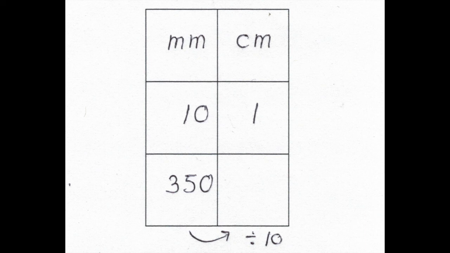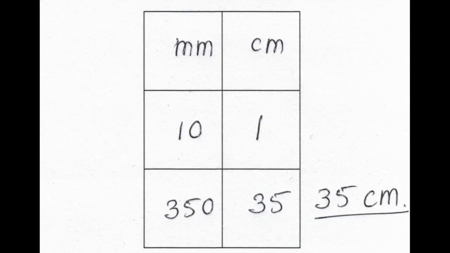What is the answer in centimeters? Well, I look at the box and I notice that to go from millimeters to centimeters, I have to divide by 10. Because to go from 10 to 1, I have to divide it by 10. So also for our particular question, I have to take 350 millimeters divided by 10, and the answer is 35 centimeters. Don't forget, if you write down the final answer, you must include the unit. The answer is 35 centimeters.